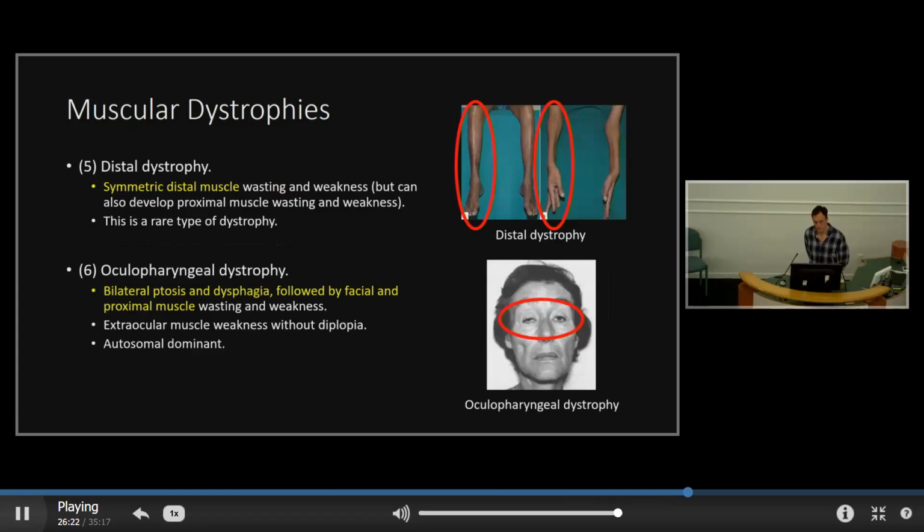Oculopharyngeal dystrophy. This is rare, but not as rare. I think I've seen a few of these. These people present with a bilateral ptosis and swallowing problems, and they get facial and proximal muscle wasting and weakness. So they get extraocular muscle weakness and ptosis. As you can see there, is quite a marked asymmetric ptosis. Noticeably, the facial muscles here may not be as involved as the young lady with the FSH dystrophy. So this also can be very easy to identify if you're looking for it.